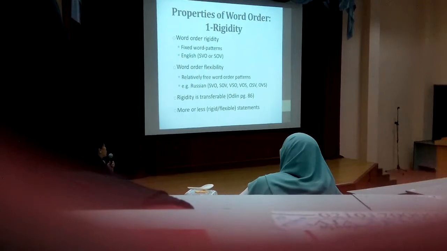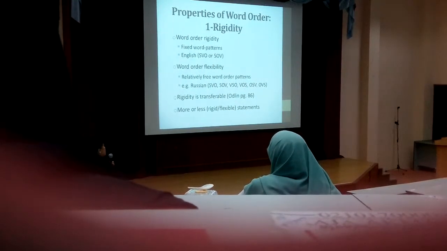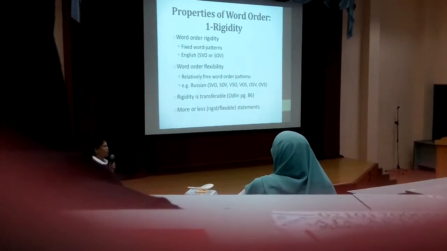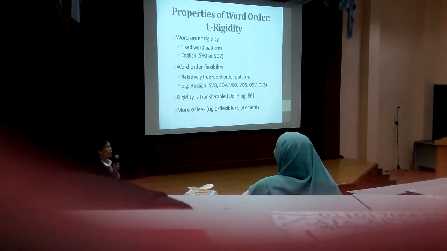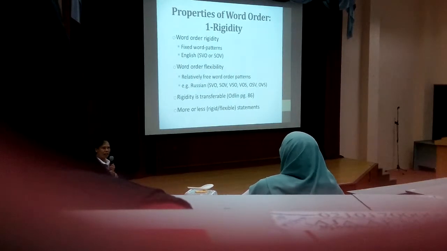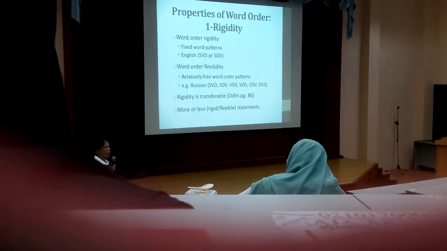English is SVO or SOV? S is subject, V is verb, O is object. We are talking about declaratives, that is statements. How is the arrangement? Simple example. In reality, it doesn't happen this way. Okay?